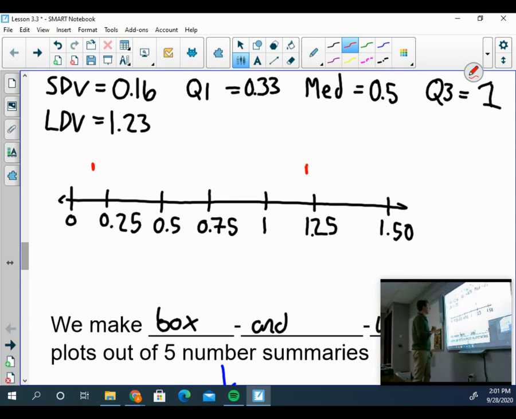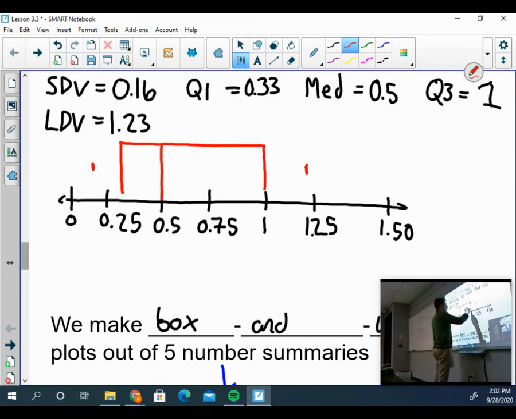Then you will put bigger lines for Q1, Q2, and Q3. Then you will connect Q1 to Q3, making a box. And then you will connect the ends to the box with what we call the whiskers. Okay? This is what's formerly known as a box and whisker plot.